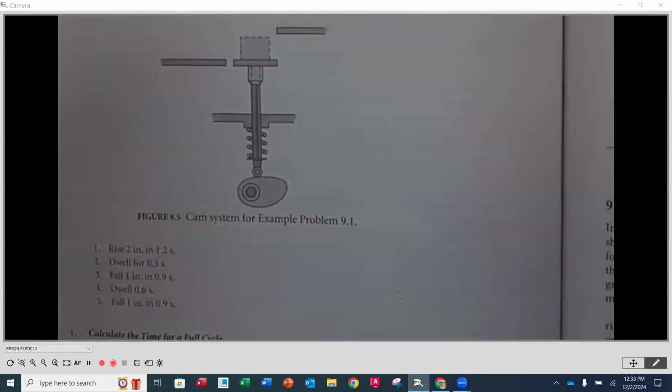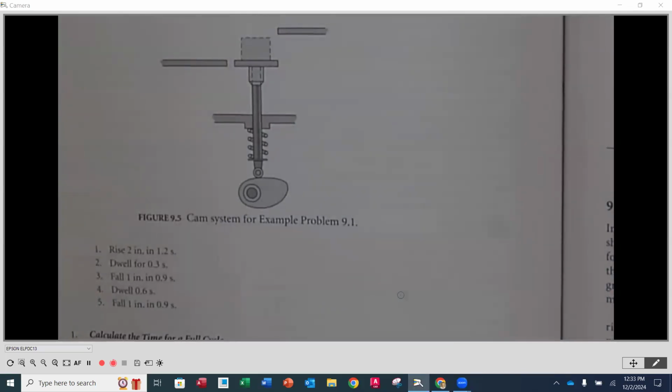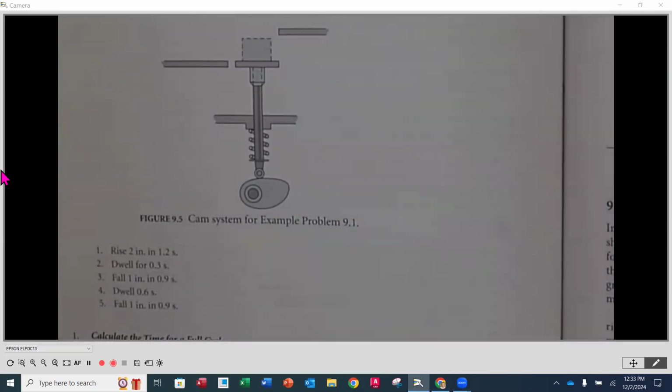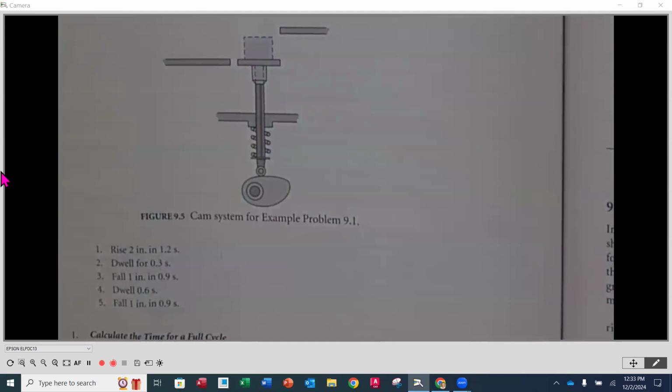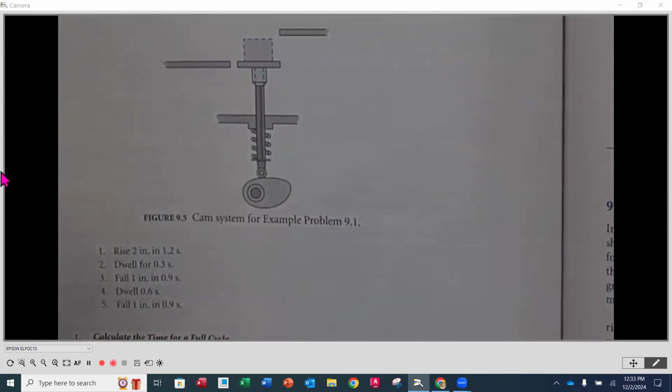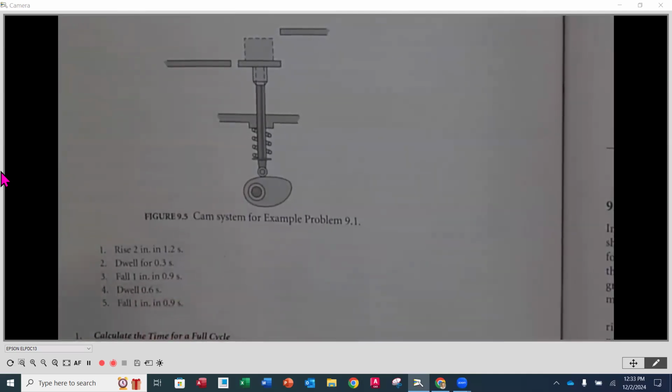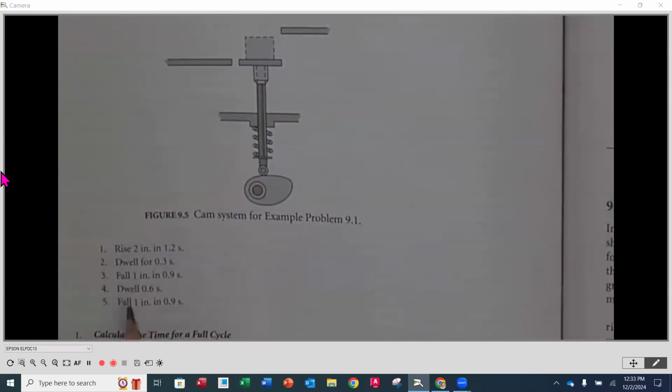So step number 1, and we will follow this example along. This is one of your practice problems, so you want to get out a piece of paper and label it example 9.1. You don't need to draw this diagram here, okay? So they gave us the motion that we need to impart. Now remember, for the cam, this is everything that has to happen in 1 revolution, and this is the sequence, okay? So the first step, second step, and so on, and how much time is associated with each one.